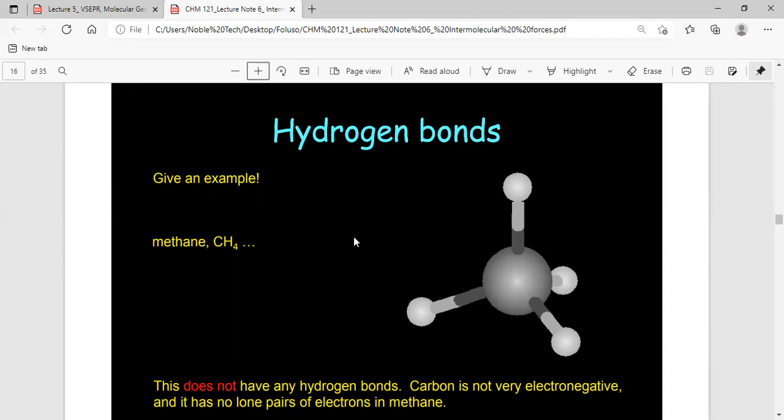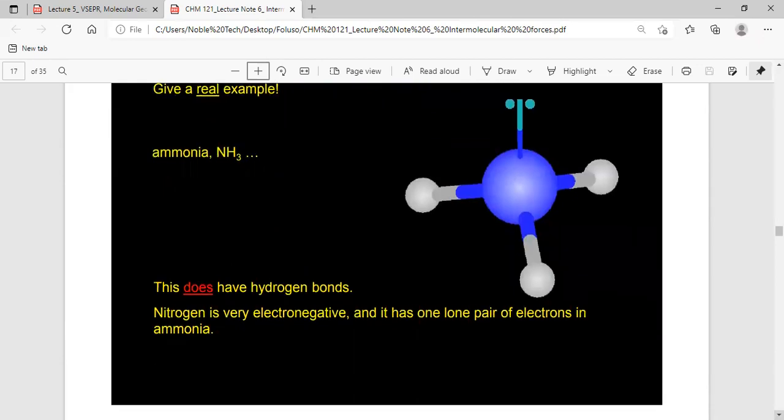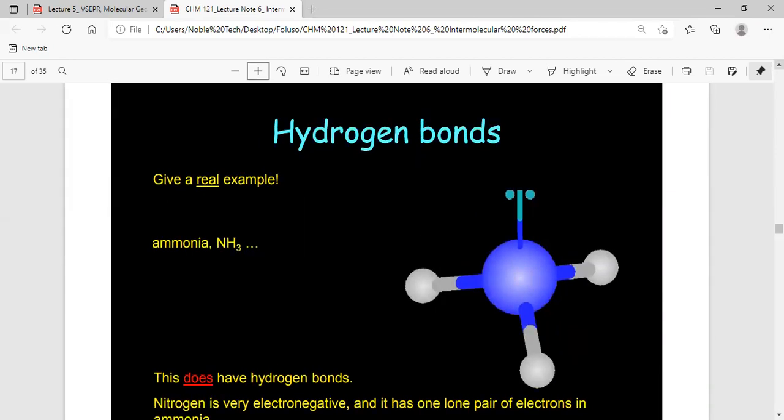The reason why methane does not have hydrogen bond is because carbon is not that electronegative. I mean, the difference between the electronegativity of carbon and that of hydrogen is not that much. So the electronegativity of carbon is virtually the same as the electronegativity of hydrogen. Because of that, there is no polarization of the bond.